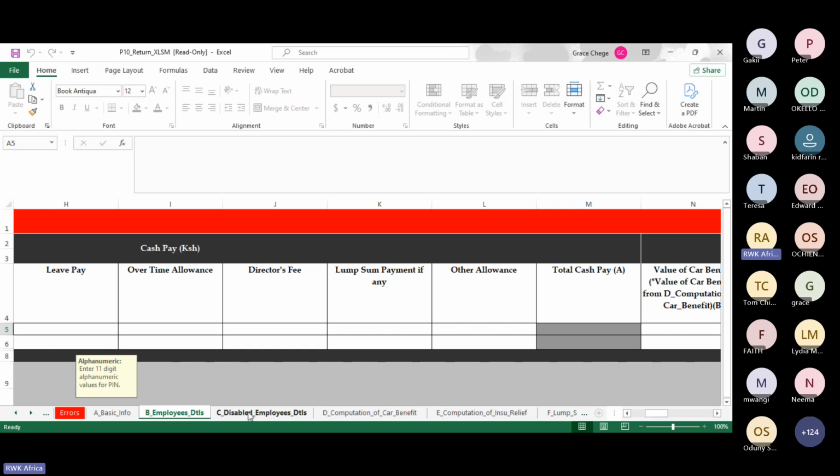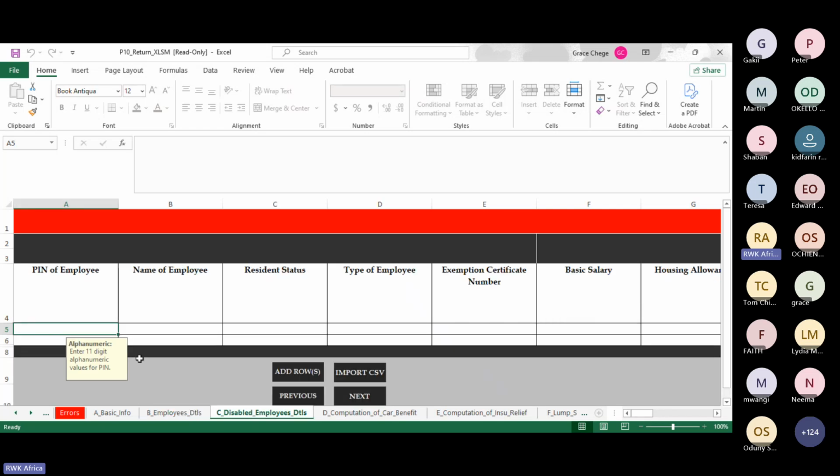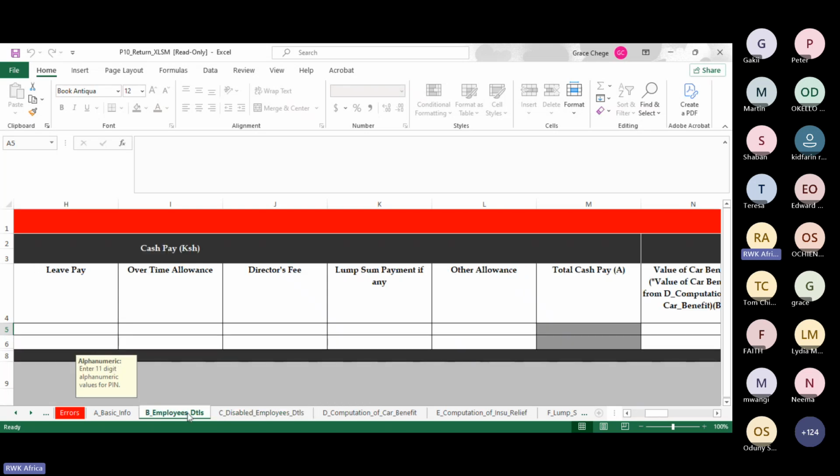The other sheet is of people with disabilities. This sheet is no longer there in the simplified pay returns template. This bit has been incorporated in the employees' details, into sheet B.